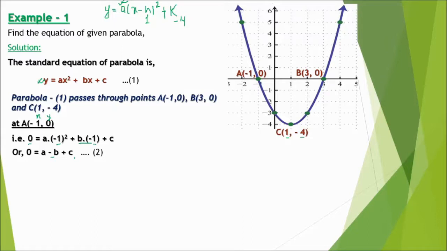Now again, we can check at another point, B (3, 0). Here the value of x is 3 and y is 0, and we are going to substitute these values in the same equation. The parabola passes through (3, 0) also, so it must satisfy the equation. So 0 is the value of y, and 3 is the value of x. Now let's simplify. 0 is equal to 9a, since 3 square is 9, plus 3b plus c. It is our third equation.